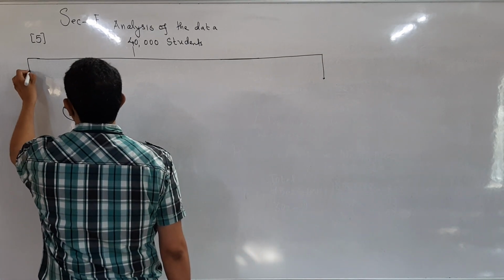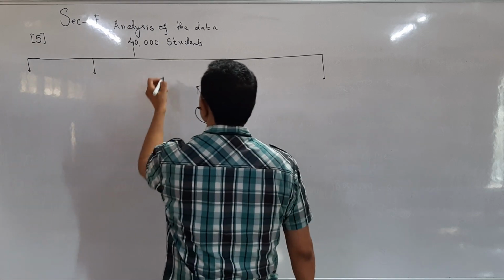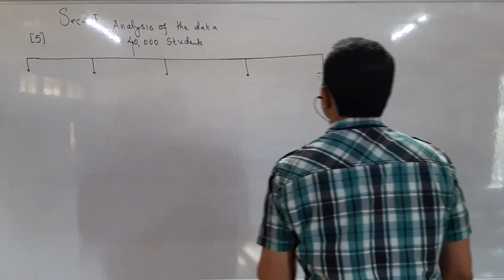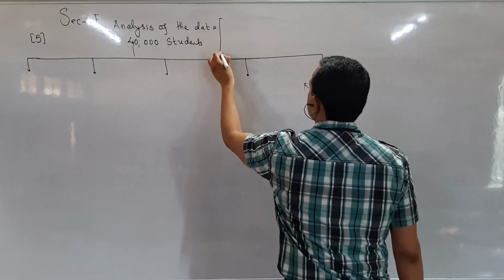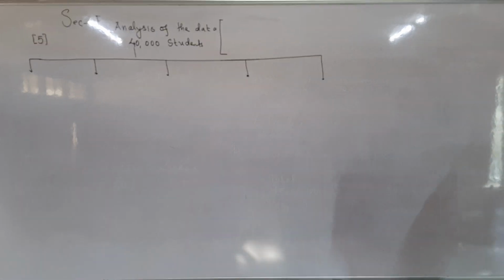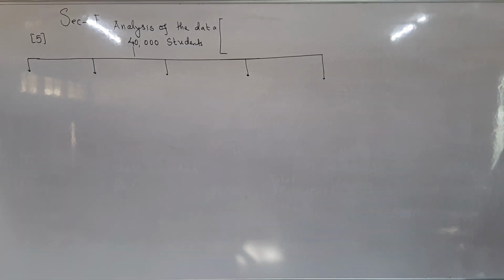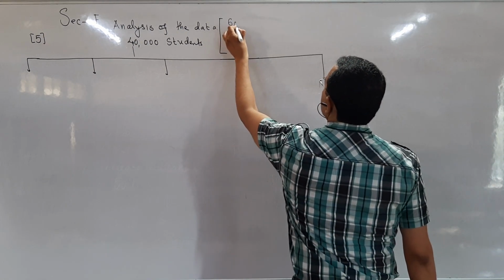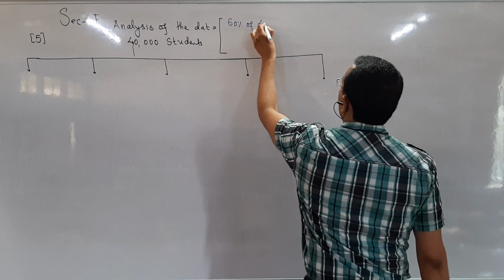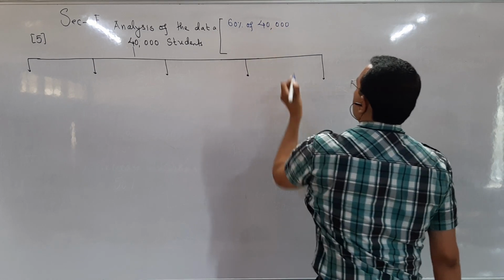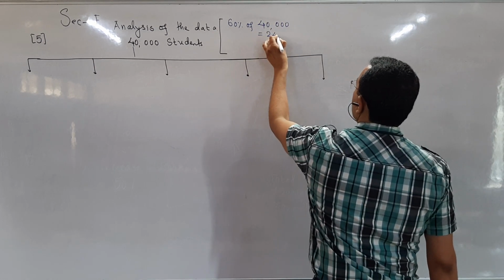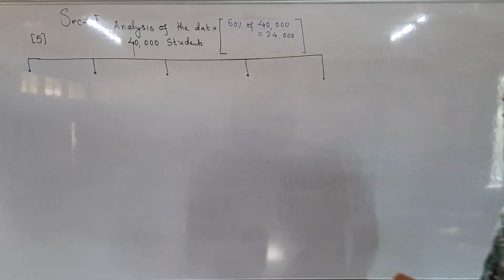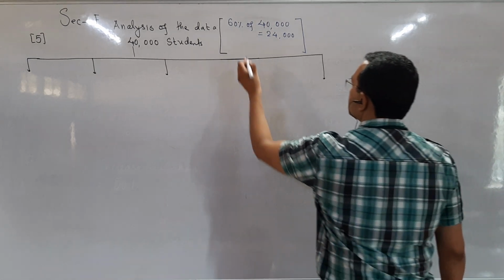Bit lengthy. Okay, I am showing here. How many percent were boys? 60% of the total 40,000 students were boys. So 60% of 40,000 will be 24,000. This much all of you can easily understand. 6 4s are 24. So these were boys.